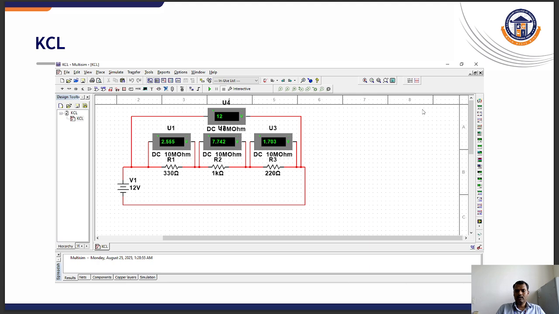The entire voltage is 12, which we have indicated by the voltmeter. This 12 volts is divided between the three resistors as 2.55, 7.74 and 1.703. So the conclusion from this figure is that the current flowing through a series circuit will be the same, but the voltage will be divided.